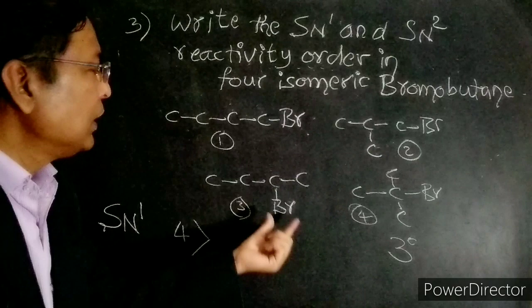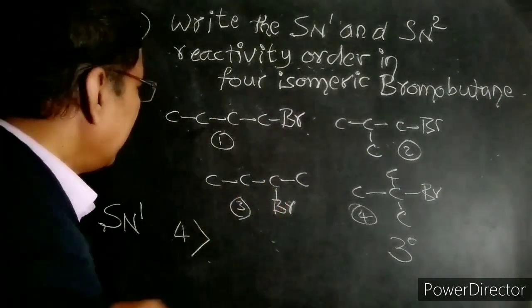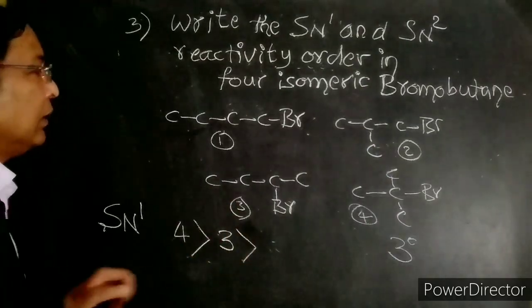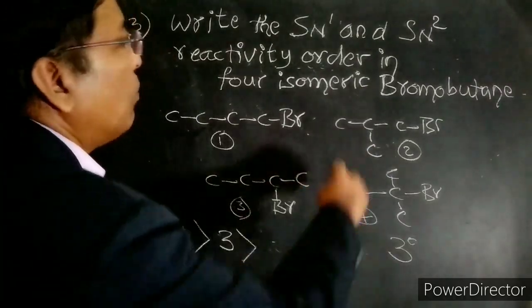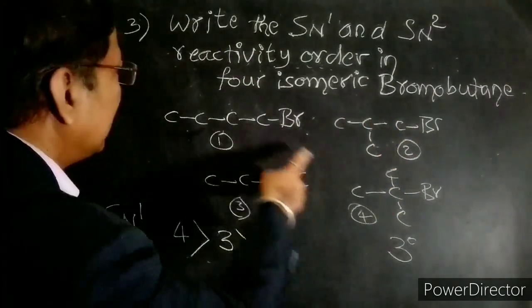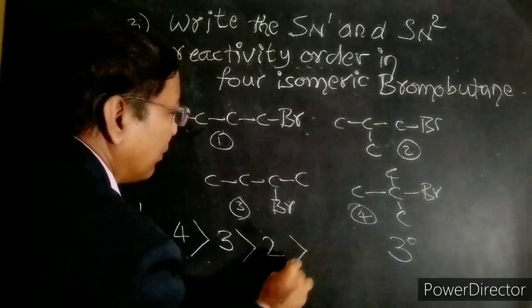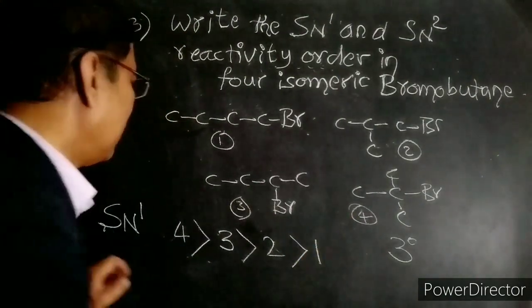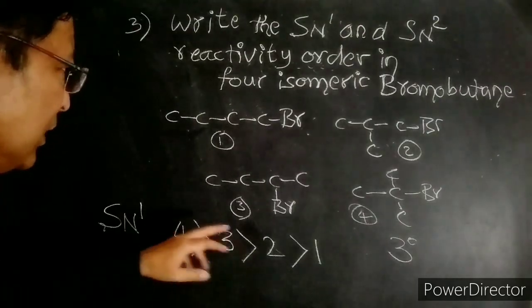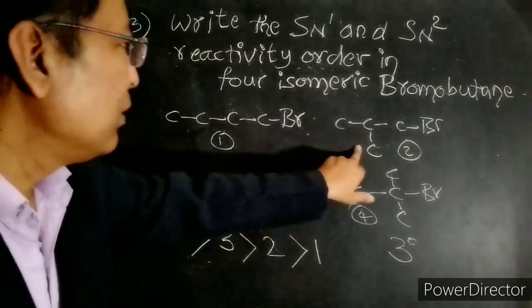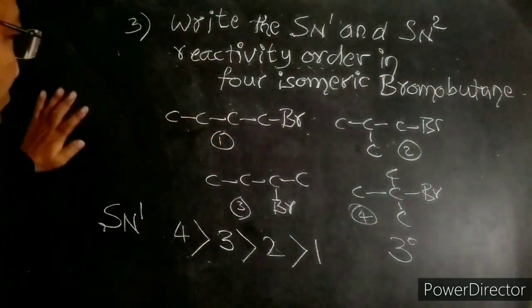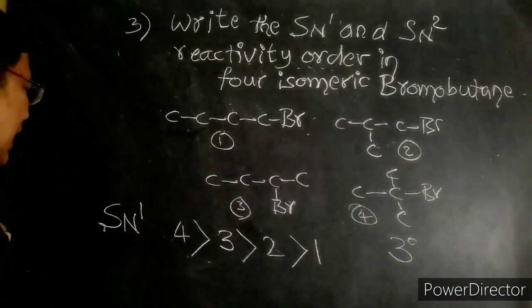Then this molecule, the halogen is attached to the secondary carbon. So it comes second. Then this one, in this molecule there are more branches. Then lastly the primary alkyl halide. Therefore this is the SN1 reactivity order, that is tertiary, secondary with more branches, and normal alkyl halide. This is the order of reactivity of SN1.